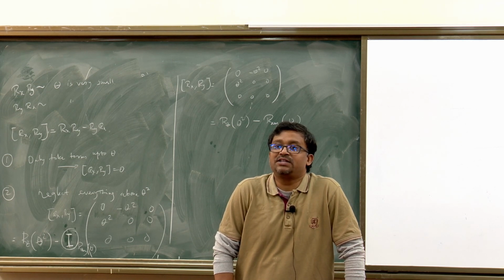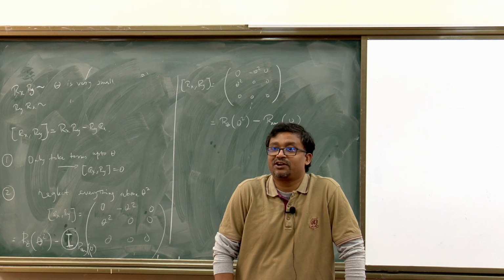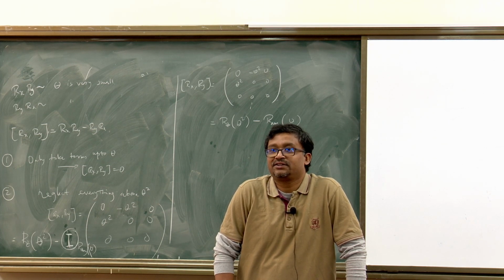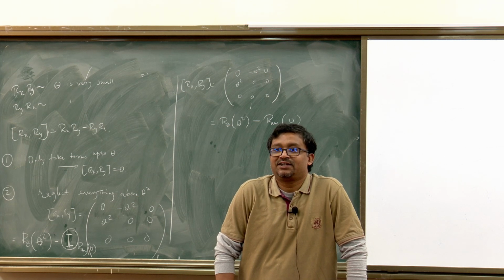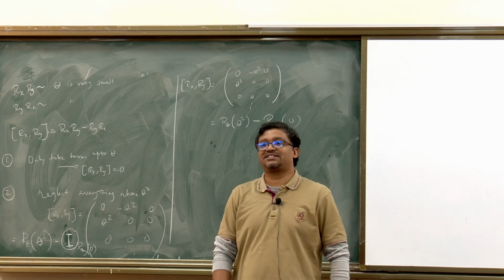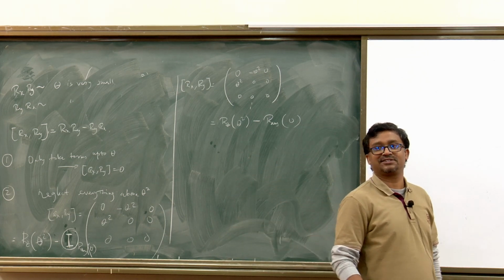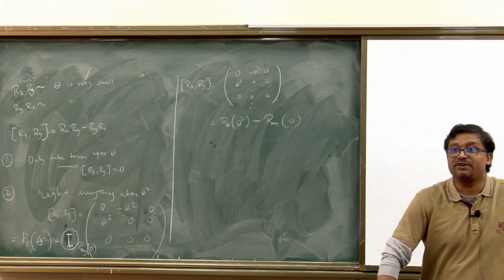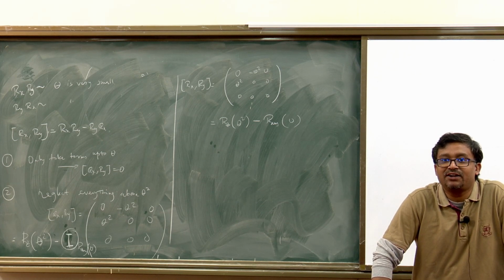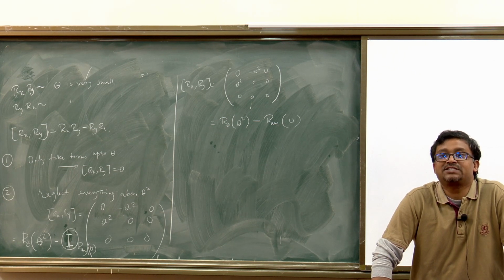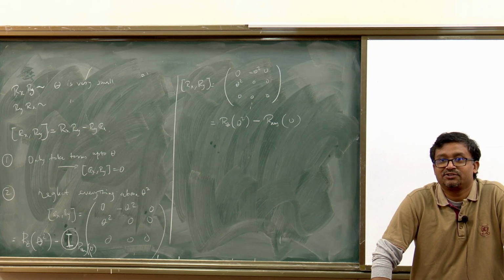Yes, but very small is my choice. What is very small? Small can be anything. Of course, everything is less than 1, but how much less? That is the question. If it is very small, then we go up to theta. If it is slightly higher, we go up to theta square. If it is slightly higher, we go up to theta cube, and so on and so forth.